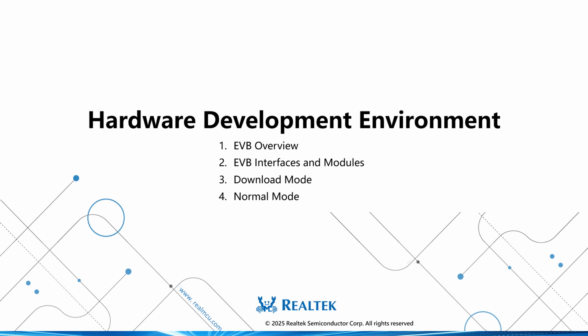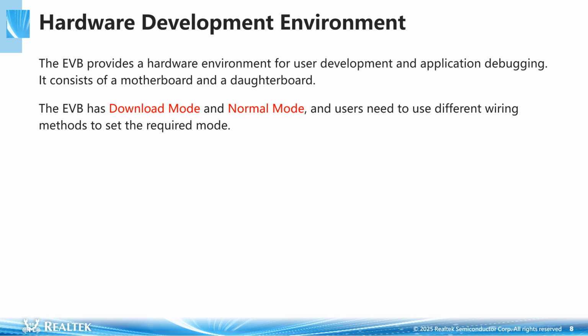Next, we'll introduce the hardware development environment. This section will cover the EVB through 4 key aspects. The EVB provides a hardware environment for user development, which is used for development and application debugging. It features 2 modes, download mode and normal mode, each requiring different wiring methods to set the correct mode.